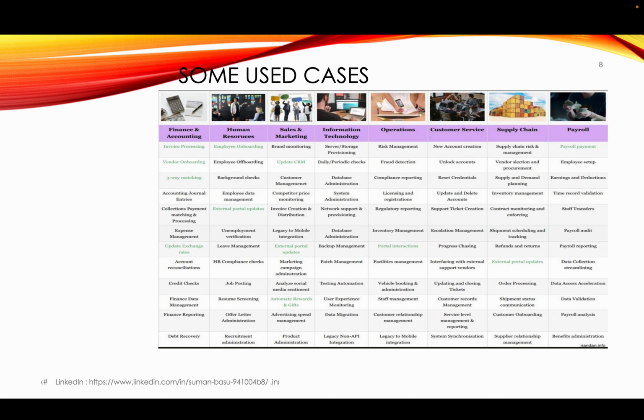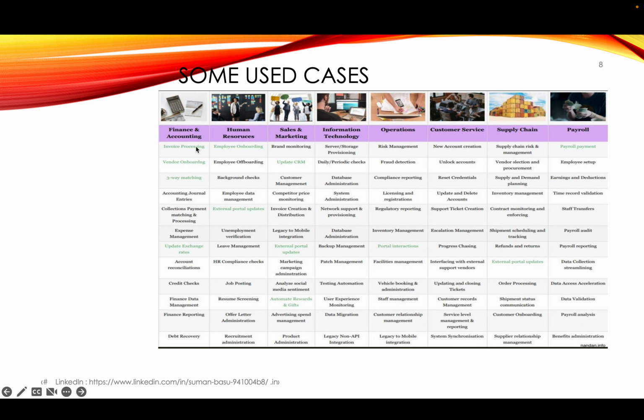I'm sorry, these fonts are very small. I have taken this slide from the internet, and this gives us some kind of idea of what business processes we can normally automate using robotic process automation or some kind of automation. Some of the things I will read, because this is very small.